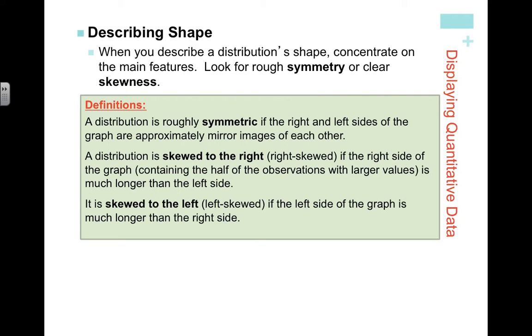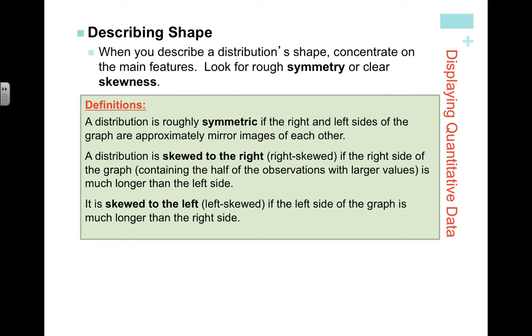So always address whether we think they're symmetric, roughly symmetric, and if we see any skewness within our distribution. So let's talk about what those two things are. A distribution is roughly symmetric if the right and left sides of the graph are approximately mirror images of each other. They don't have to be perfect. It just has to appear to be symmetric. It won't be exactly symmetric, and you will still say that they are roughly symmetric.